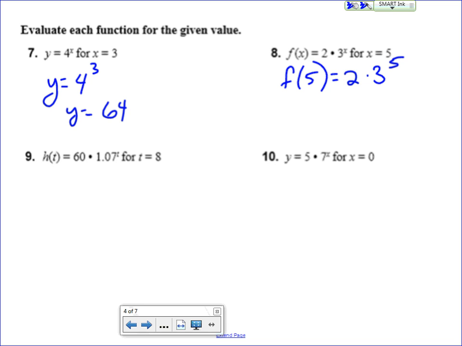So what do we do first? We do 3 to the 5th power, and that's 243. So I really have 2 times 243. So the function value at 5 is really 486.